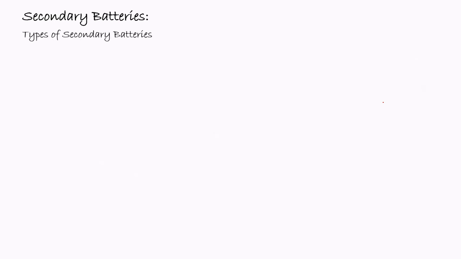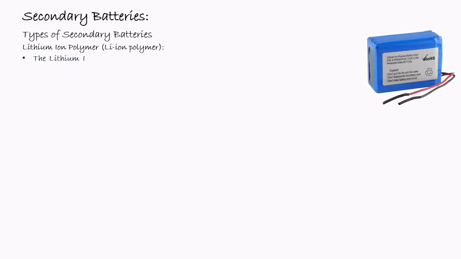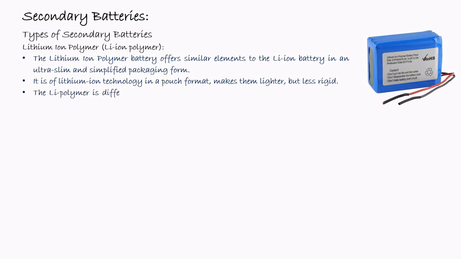Next is the lithium ion polymer battery. The lithium ion polymer battery offers similar elements to the lithium ion battery in an ultra slim and simplified packaging form. Lithium ion technology in a pouch format makes them lighter but less rigid. It is different from other batteries in the type of electrolyte used. A dry solid polymer electrolyte is used in this type of battery.